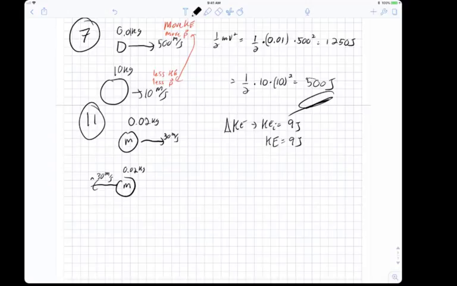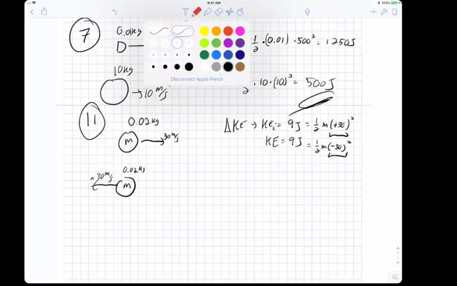Why are they the same? Well, I don't know, 1/2 times the mass times plus 30 all squared, that's a positive number. 1/2 mass minus 30 squared. That's a negative number, but when I square it, it becomes a positive number. So they're the same. But isn't this weird? Okay. There's a couple ways of explaining this.